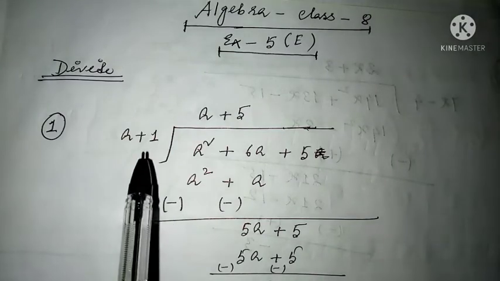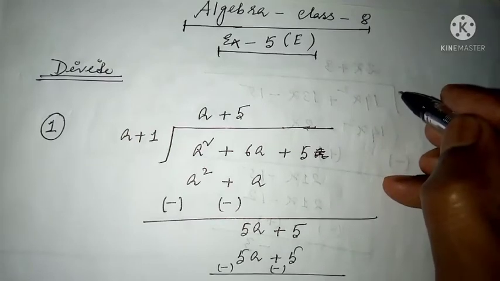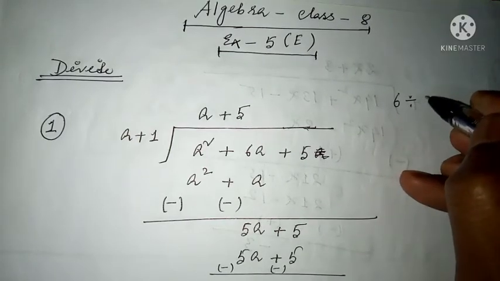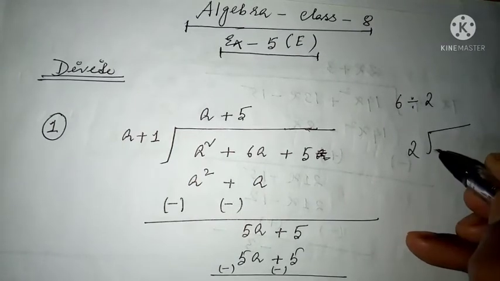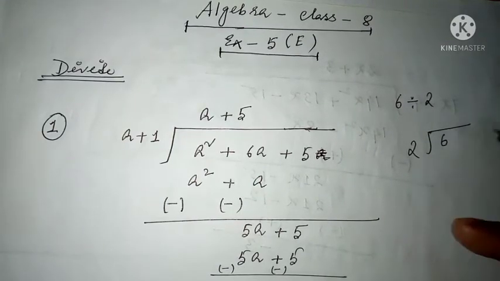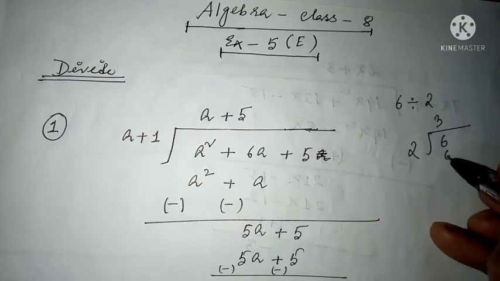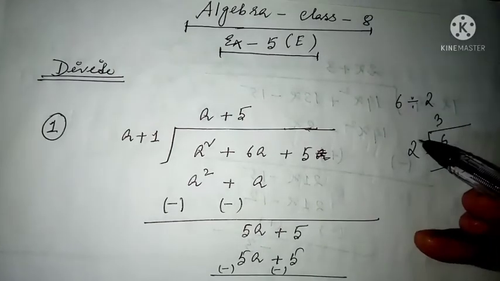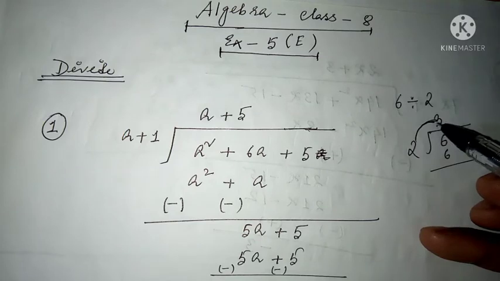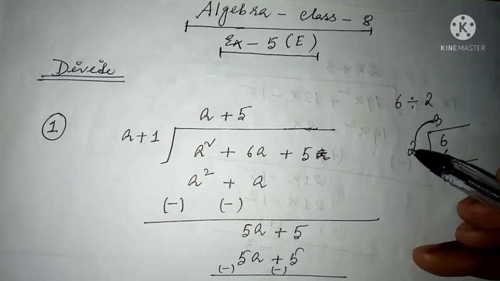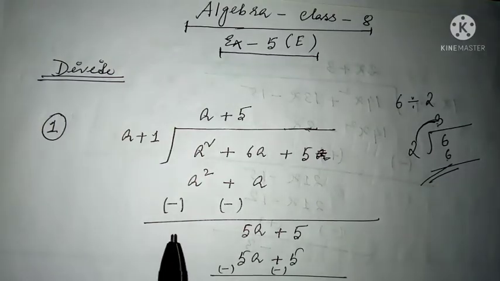So the first question is that, see, a plus 1. Now all of you know, if I write 6 divided by 2, it means you have to write this 2 as the divisor, and this 6 is called what? Your dividend. Now see here, 2 into 3, which makes 6. That means you have to multiply the divisor and the quotient. That means you have to select such a quotient which, when you multiply it by the divisor, makes your dividend. So we'll apply the same logic here as well.